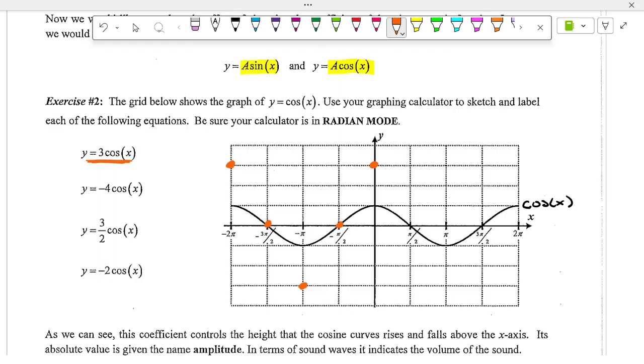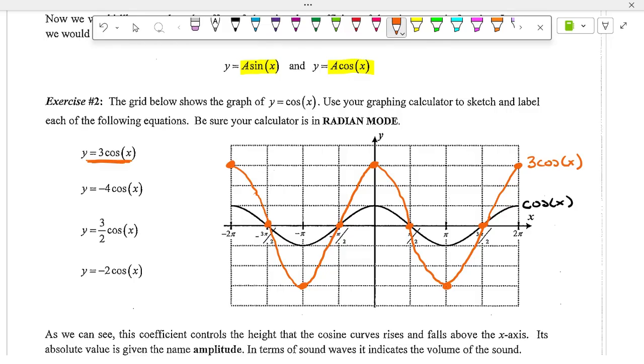Where is it at pi over 2? 0. Pi. Negative 3. 3 pi over 2. 0. And 3. So if I graph this, it'll look something like this. Remember, it does have a curve to it. So make sure you put a little bit of a curve to it when you graph. So this would be 3 cosine of x.